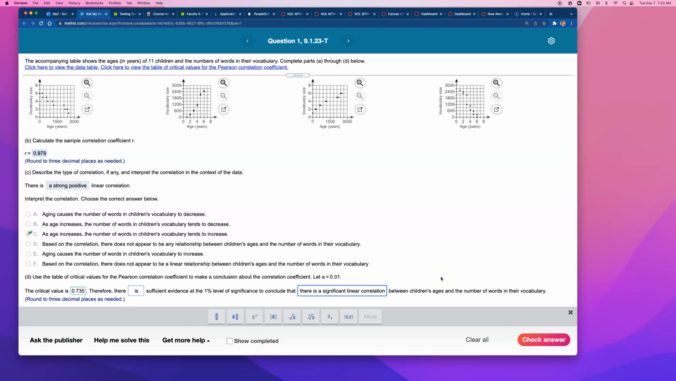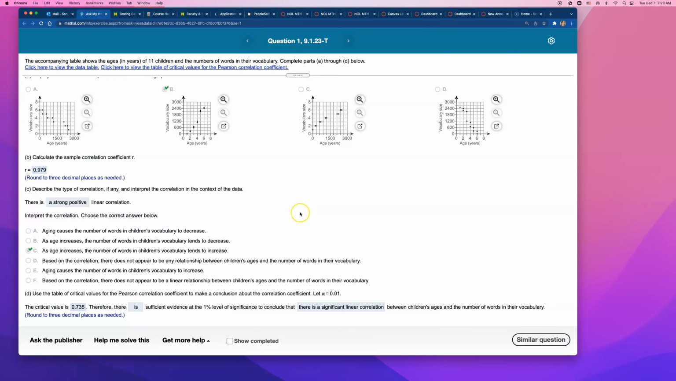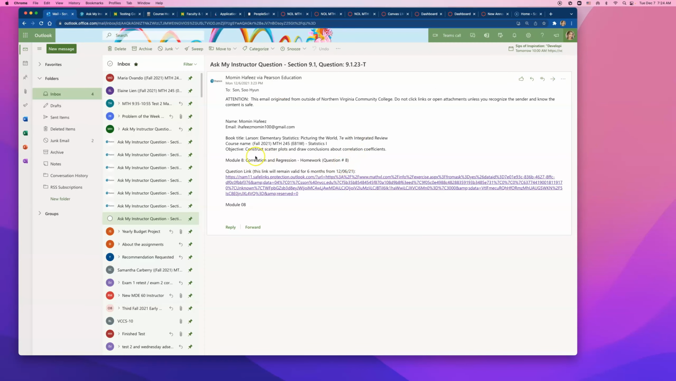And we say this because the R value, 0.979, was greater than this critical value. Anytime the correlation coefficient R is greater than this critical value that you read off from the table, then there is sufficient evidence to say that there is a significant linear correlation. Okay? If the number is smaller, then we're going to have to say there's not sufficient evidence. Okay? So that's it for question number 8 on the Module 8 homework.